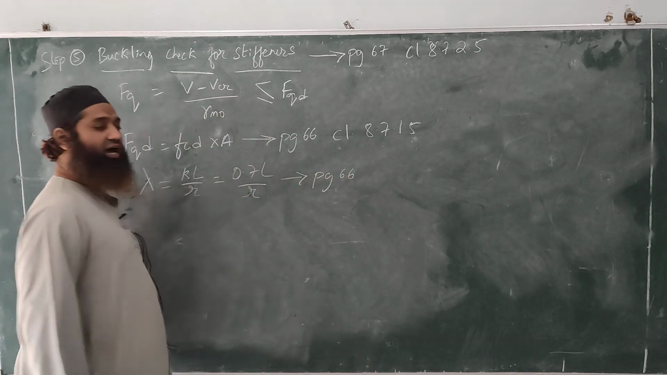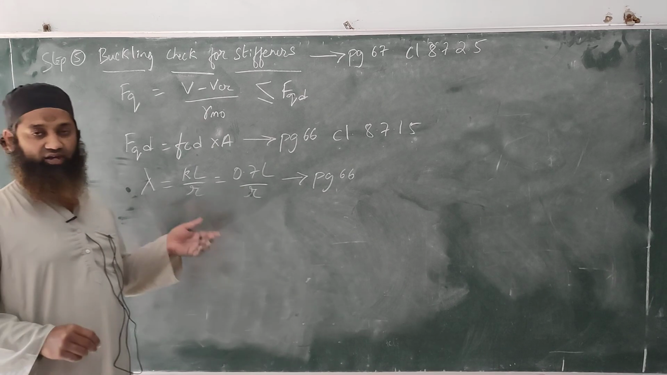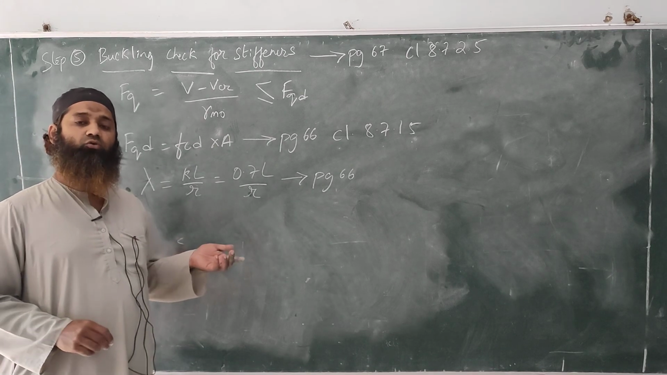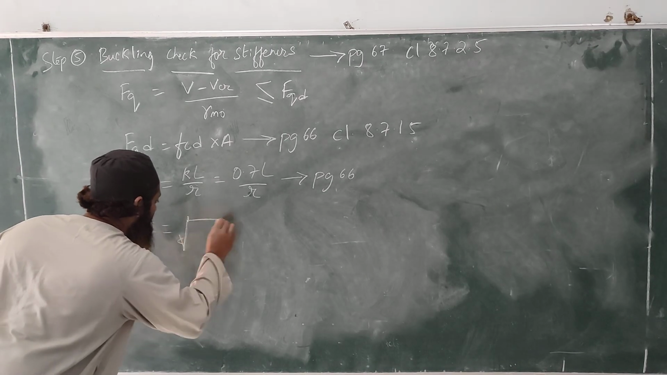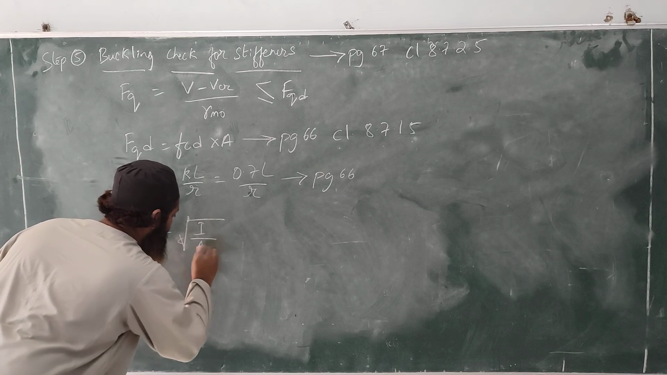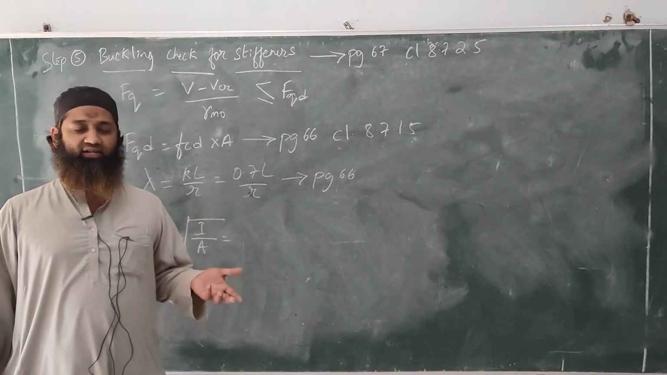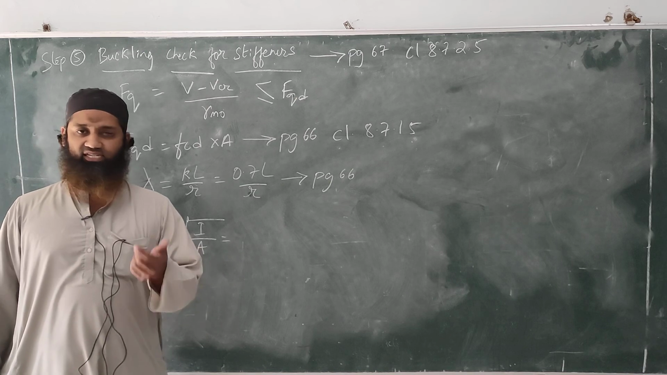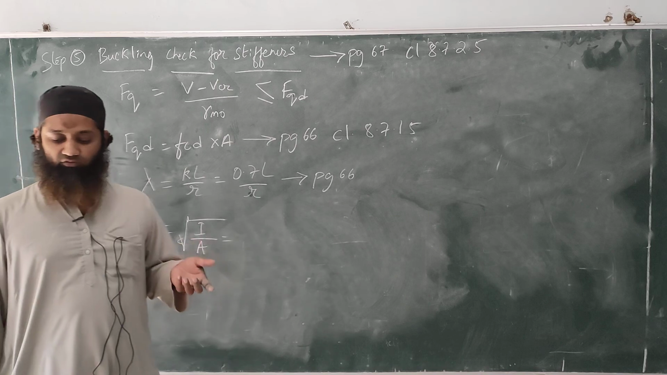Now what is R? R is the radius of gyration. So R is equal to root of I by A. I is the moment of inertia which we had provided, that is 8761.68 into 10 cube mm4, and A, now this is the area we'll have to find out.